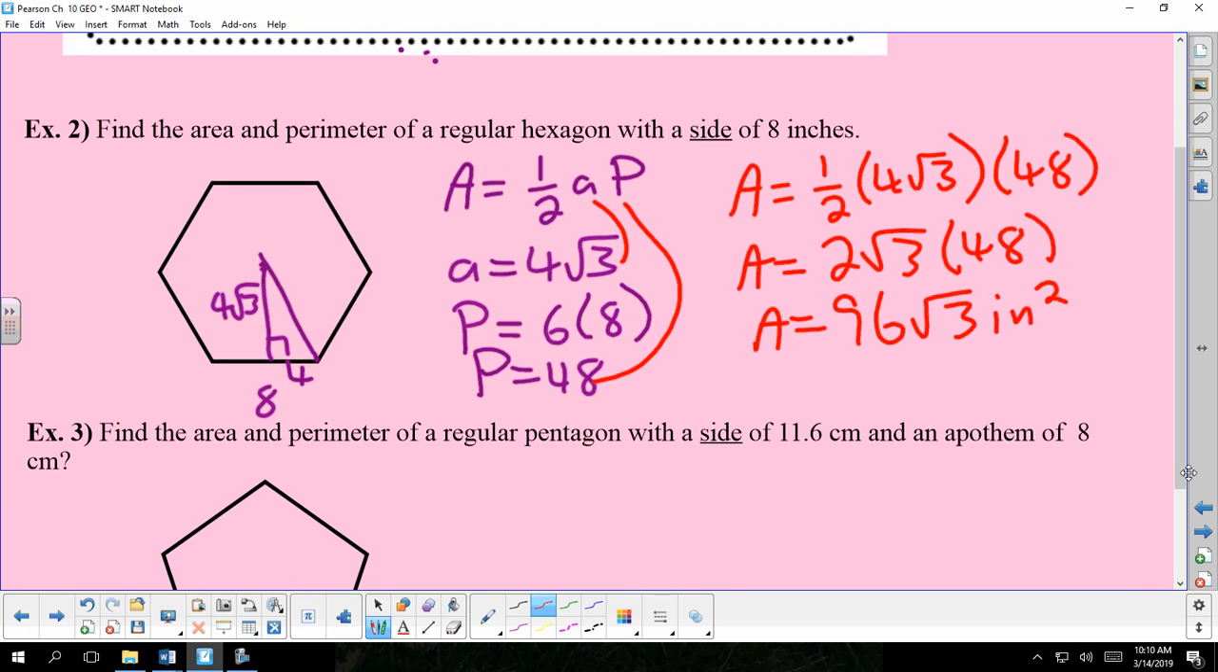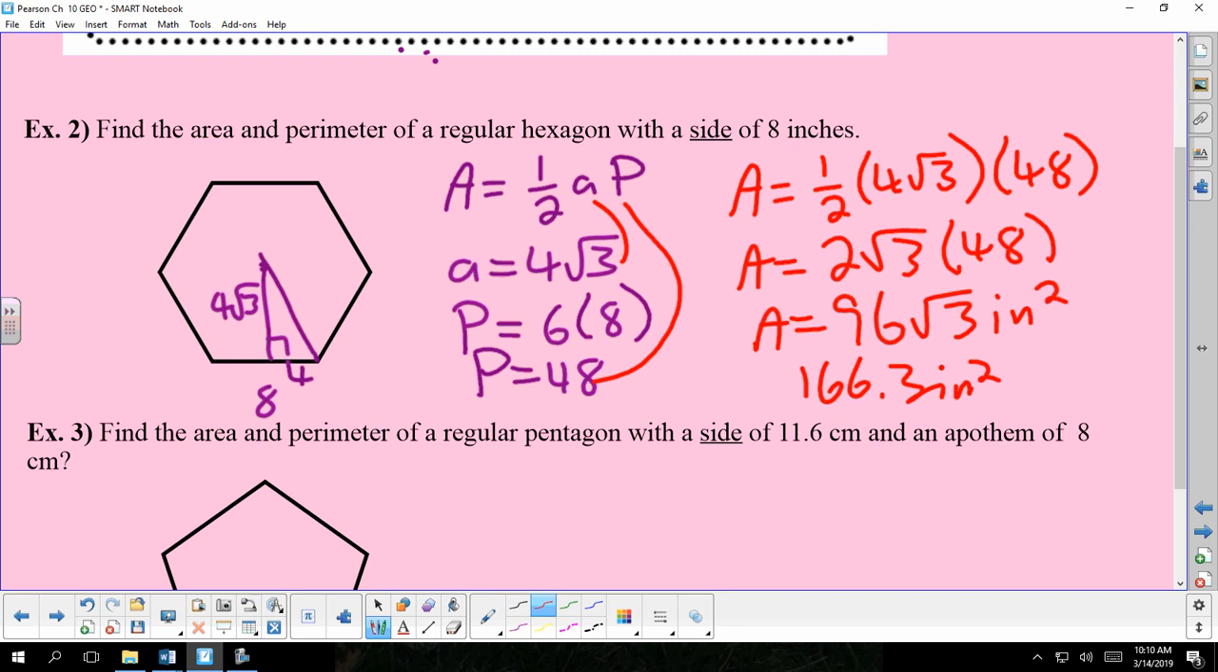And when possible, leave it in the simplest radical form. It's the most accurate way. But we can use a calculator to estimate the area. And I get 166.3 inches squared.